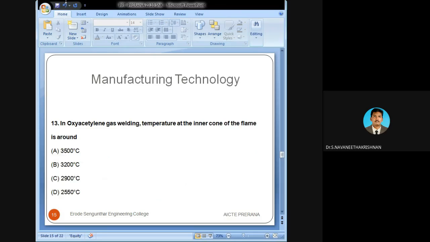In oxyacetylene gas welding, the temperature at the inner cone of the flame is around 3200 degrees Celsius. The correct answer is 3200 degrees Celsius at the inner cone of the flame. So that is the correct answer.